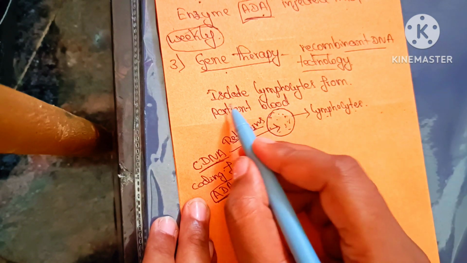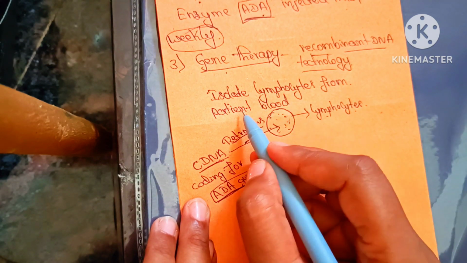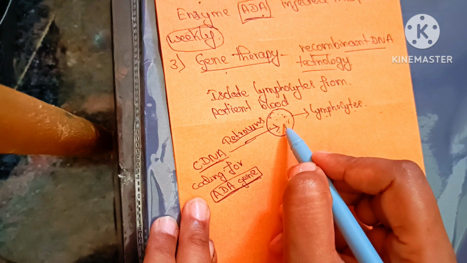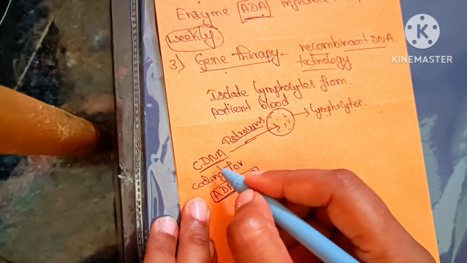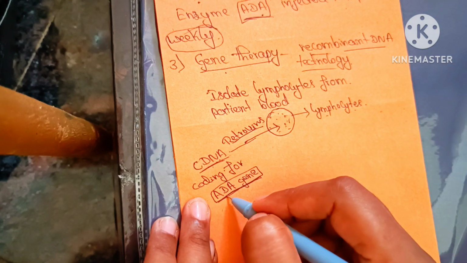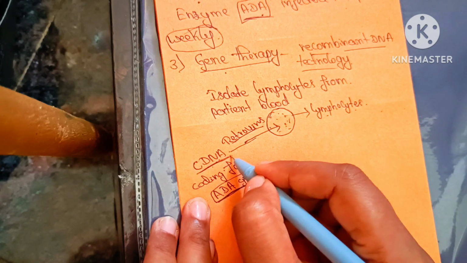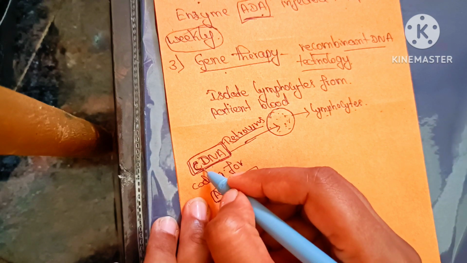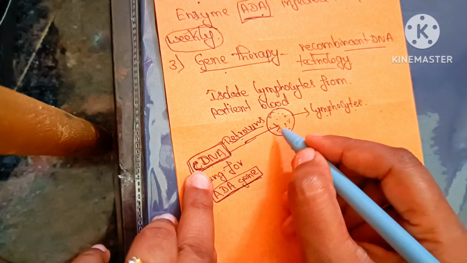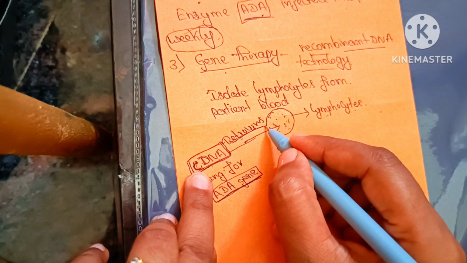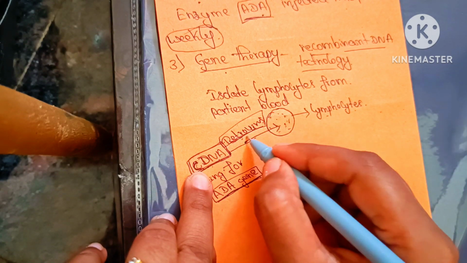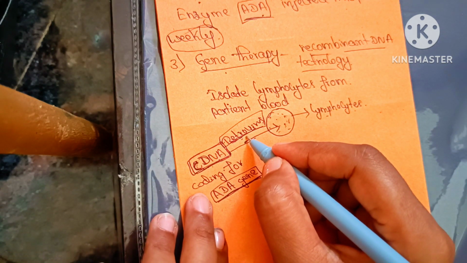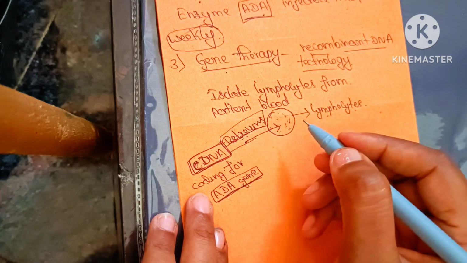So I'll repeat. First, they'll isolate the lymphocytes from the patient's blood and they will grow them on a medium. And to the grown lymphocytes, they will transfer the cDNA which is coding for the enzyme ADA gene. In one more video, I will tell about what cDNA is. It's very important to know. Now this cDNA is introduced into lymphocytes using a retrovirus vector. This may be asked in competitive exams. Normally you should know retroviruses are normal vectors used for transfer of genes into animal cells.